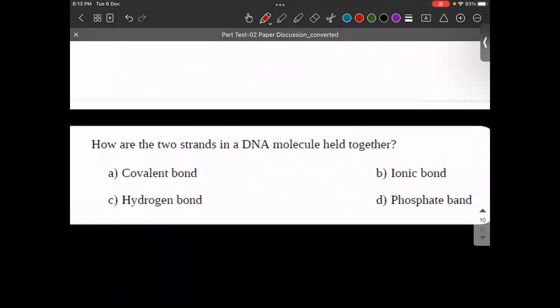This one. How are the 2 strands in a DNA molecule held together? How many of you attempted this question? What is the correct answer? How many of you did not understand this question at all? Hello, students?